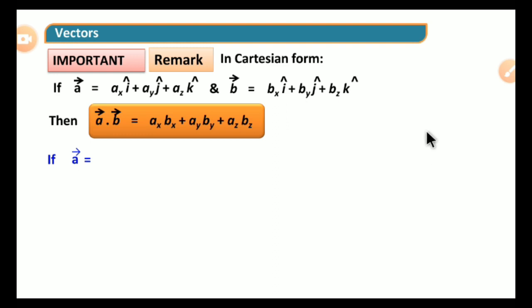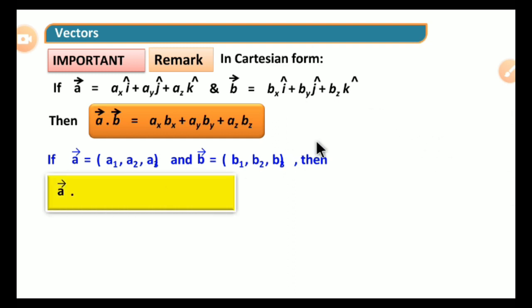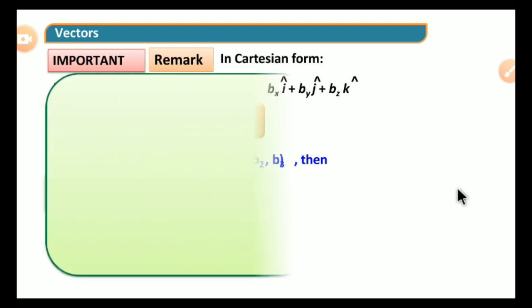If vector A contains the coordinates a1, a2, a3, and vector B contains b1, b2, b3, then we can write that the dot product of the two vectors is equal to a1 b1 plus a2 b2 plus a3 b3.